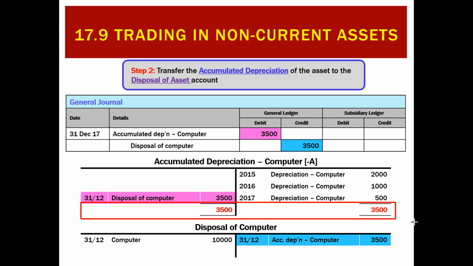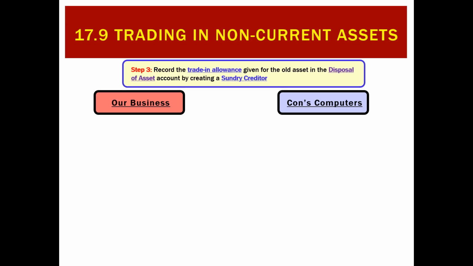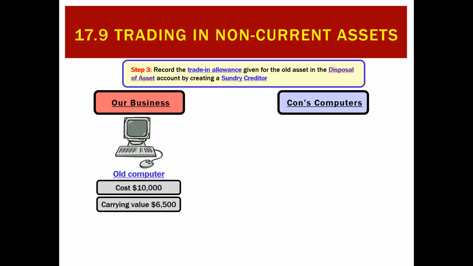It doesn't exist anymore because we've sold this computer. Step three is a new step. That is where we record a trade-in allowance given for the old asset. What does that mean? It means we've got the old computer. It cost $10,000 at a carrying value of $6,500. We're going to buy a new computer for $12,000 plus GST.